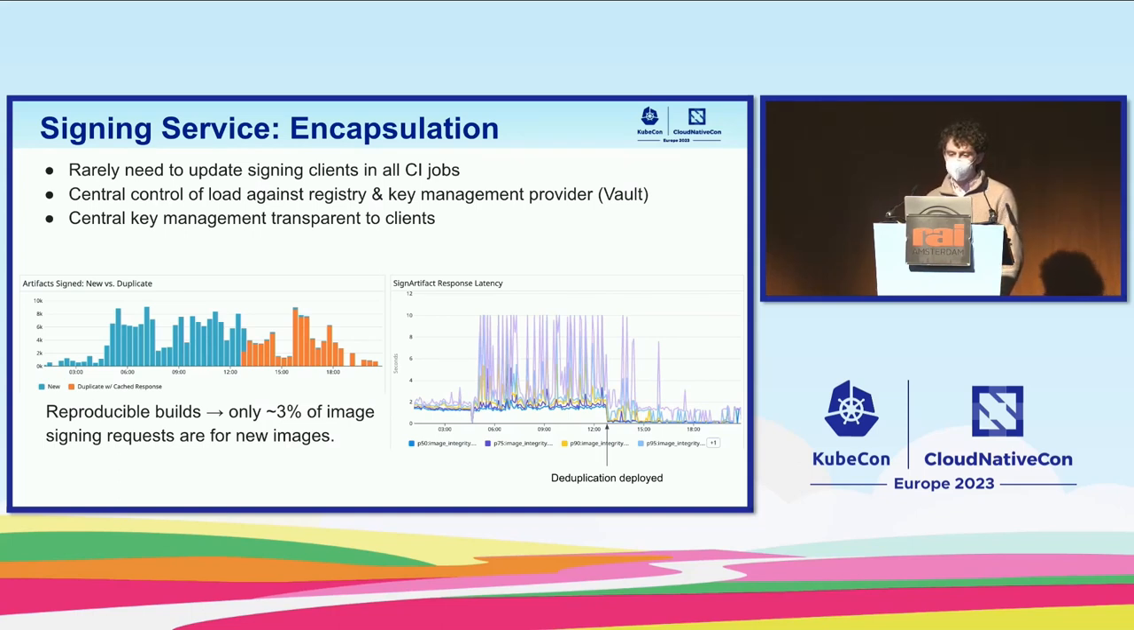Additionally, in this design, key management is also completely transparent to clients. So you can do things like rotate keys without updating CI. And to some extent, Vault provides this abstracted key management, but we found that we needed to implement several features on top of the features available in Vault. For example, if we need to sign with multiple keys in one signing request.